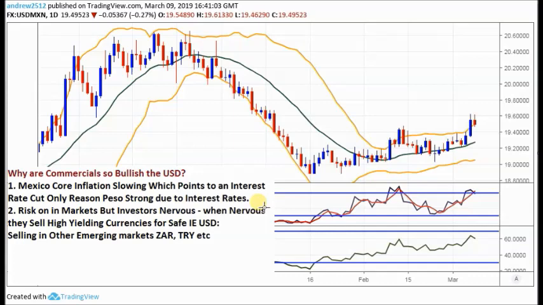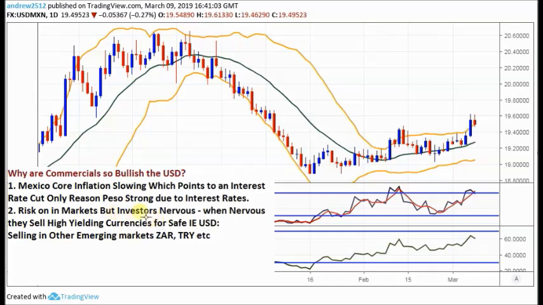It's a favorite carry trade for big speculative funds. But in terms of point number two, they will do this in risk on. Big speculators will want to be in the high yielding currencies and sell the safe currencies. Okay, so USD a safe currency, MXN a risk currency.